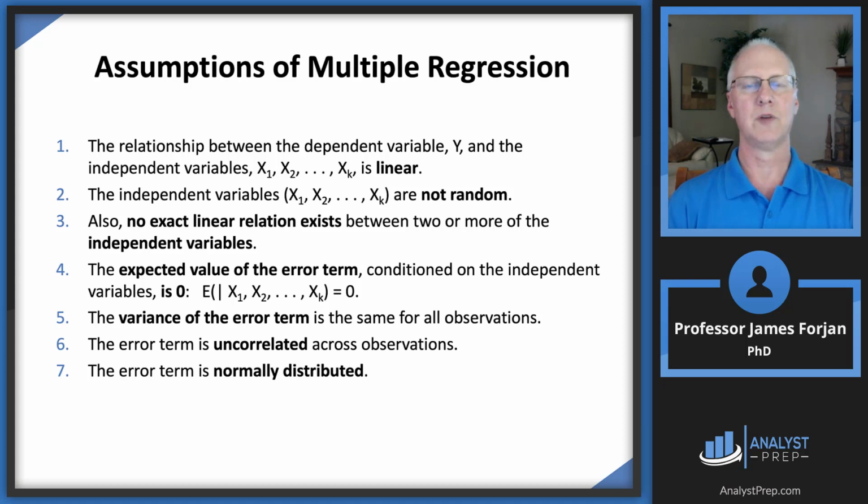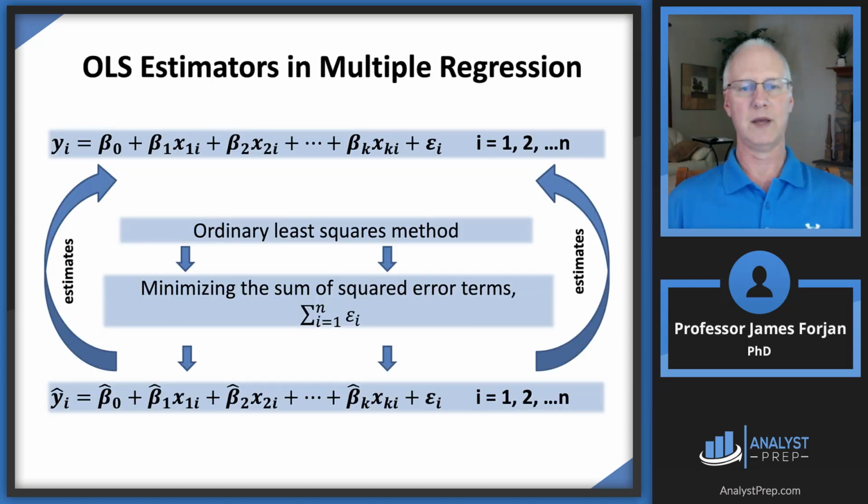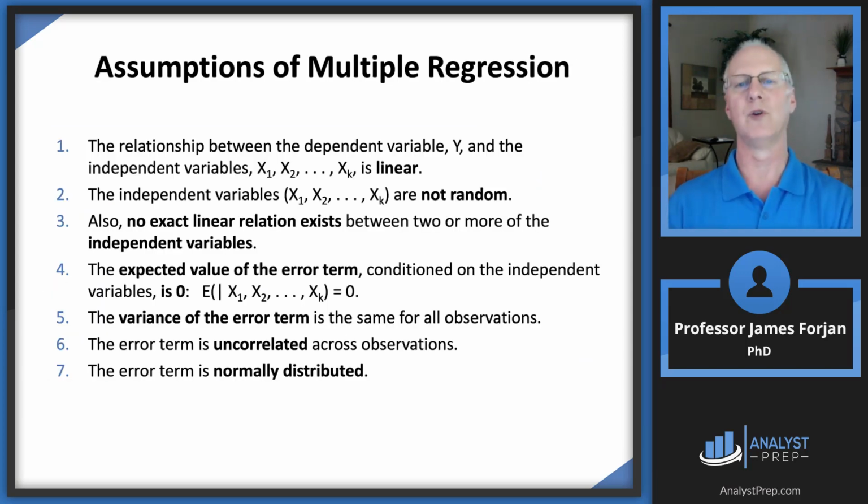All right, some of the assumptions for multiple regression are identical to those from simple linear regression. The relationship between the dependent variable y and all the independent variables is linear. I mean, that makes perfect sense, right? We're going to draw a line. When we minimize, let me go back here, when we minimize the sum of the squared error terms, that's what we're doing. That's the line is the result of that minimization.